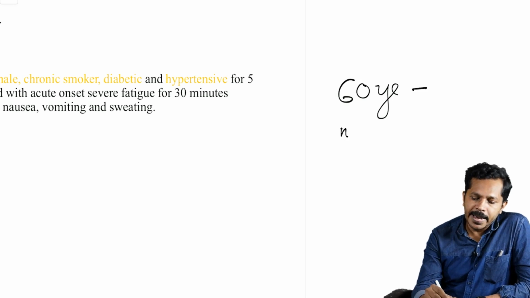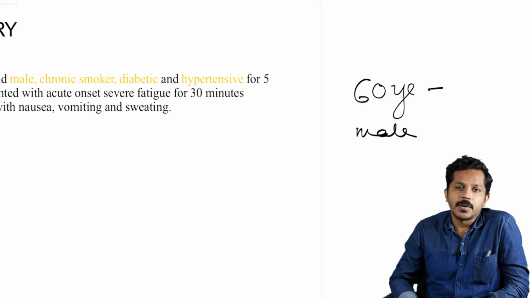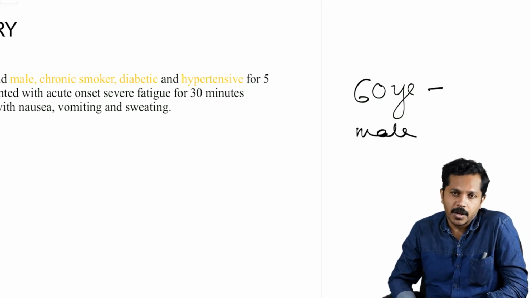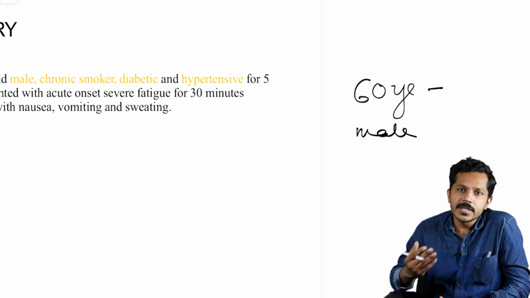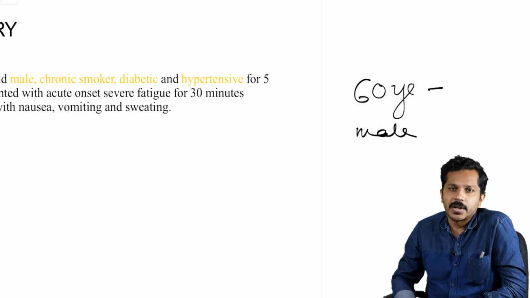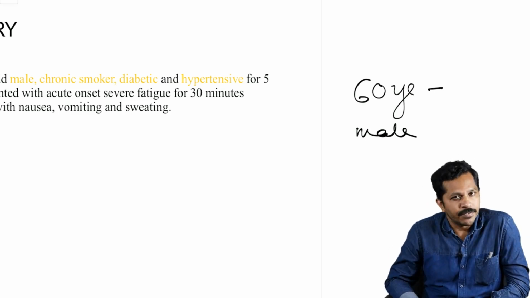Second point is that it's a male. Actually, you know that the male sex has an increased chance of developing ischemic heart disease compared to the female sex of the same age. Especially in premenopausal age groups, it's always the male sex that has more chance of developing ischemic heart disease. Postmenopausal, it is almost equal, or more in males and females.